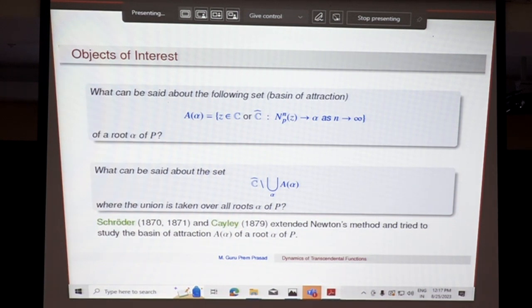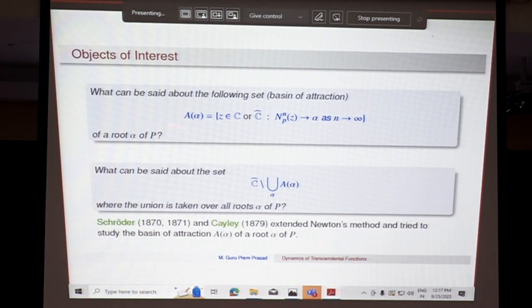This set is called the basin of attraction. If it is a polynomial of degree n, there will be n roots, and corresponding to the n roots there will be n basins of attraction. Then take their union, and what can we say about its complement? This complement set is basically going to be the chaotic region or chaotic set.